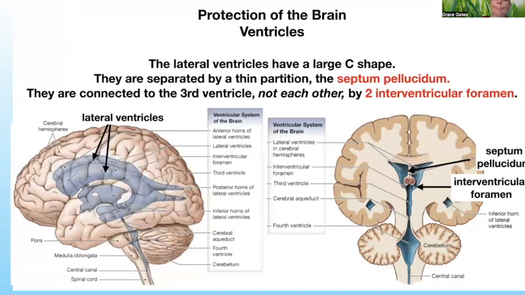Okay. The lateral ventricles are quite large and they have a large C shape. They are not connected to each other. They are separated by a thin partition, the septum pellucidum, and they are connected to the 3rd ventricle, but not each other, by 2 interventricular foramen.